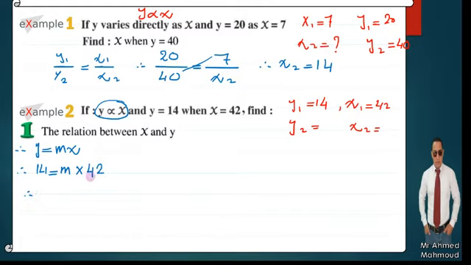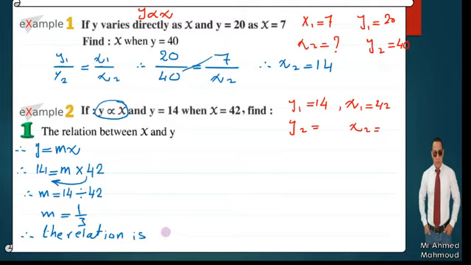Therefore, sending 42 there as a divisor, m equals 14 divided by 42, then m equals 1 over 3. Therefore, the relation is y equals mx, so it will be y equals 1 over 3 x. This is the relation between x and y.